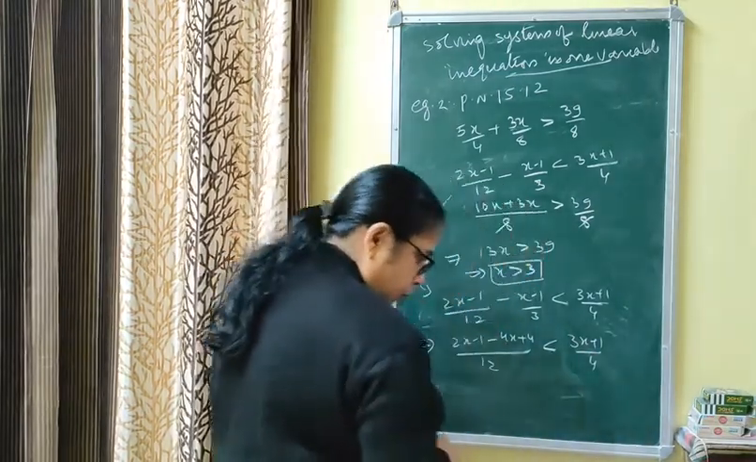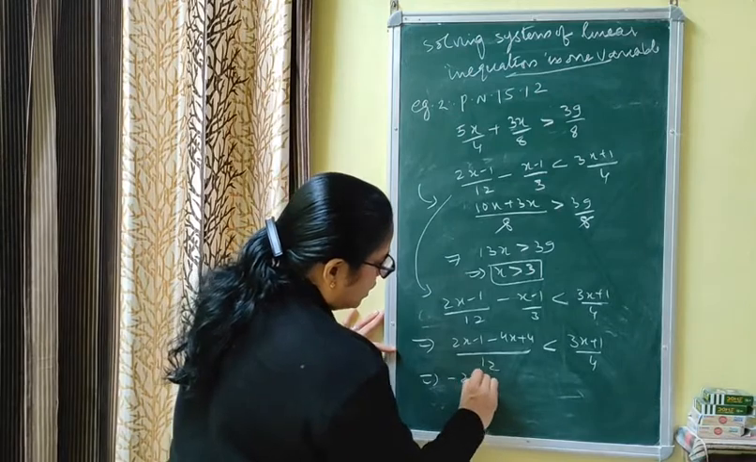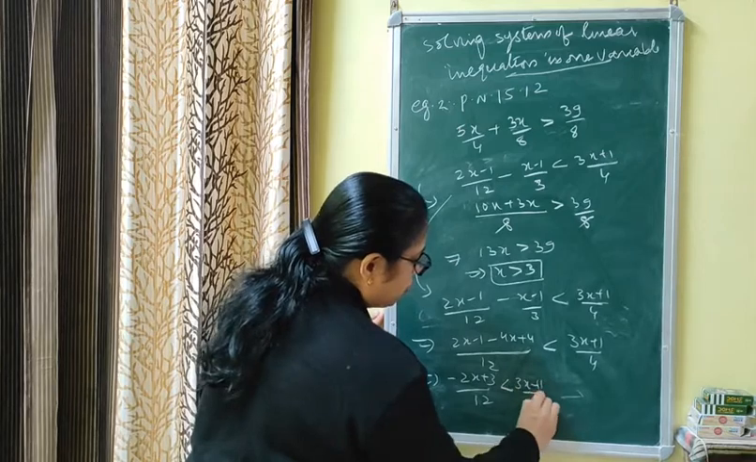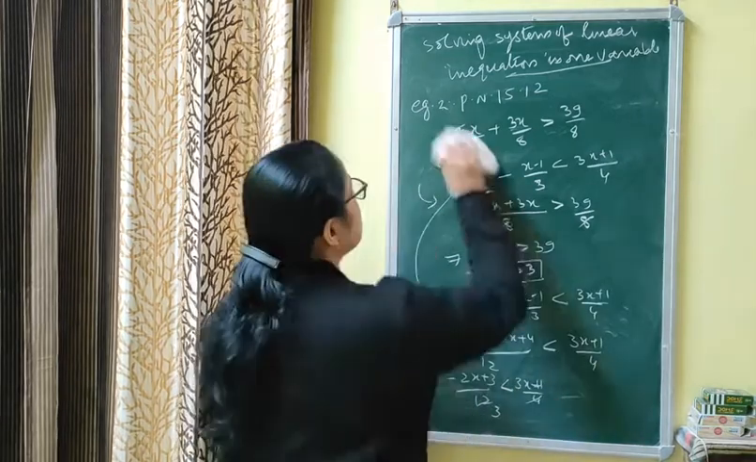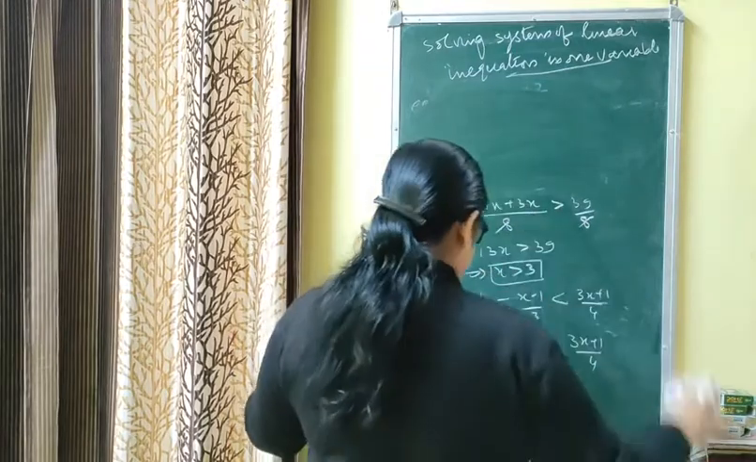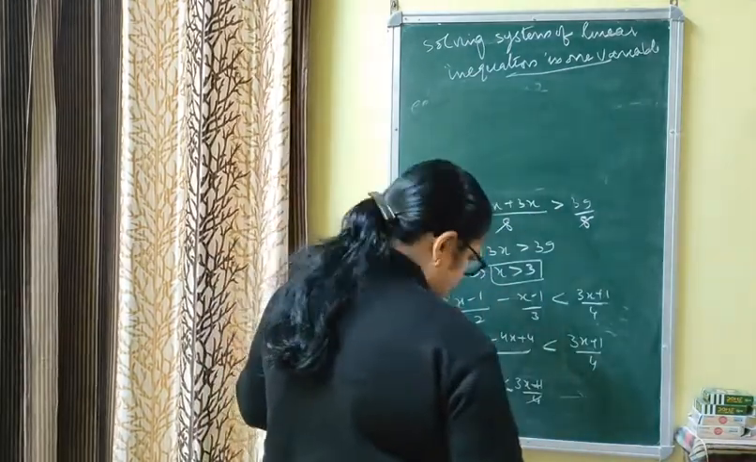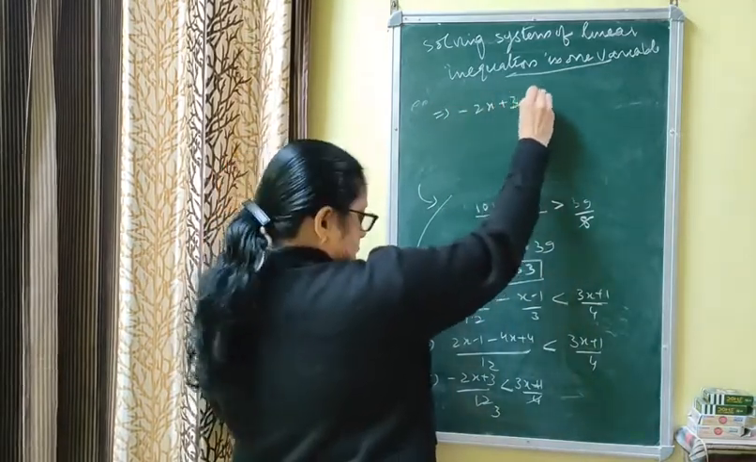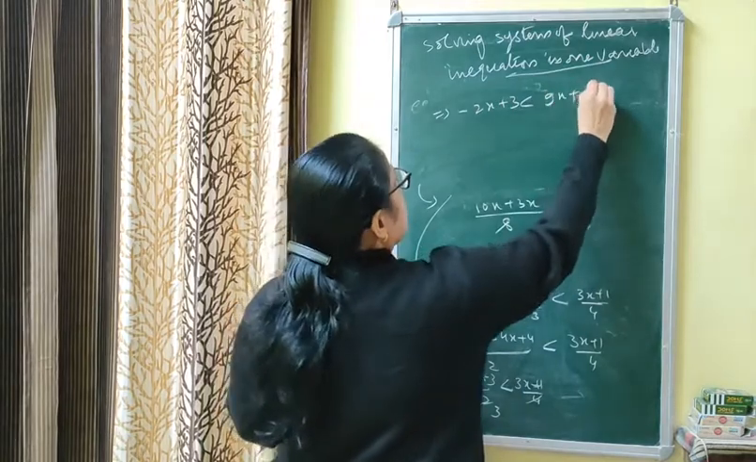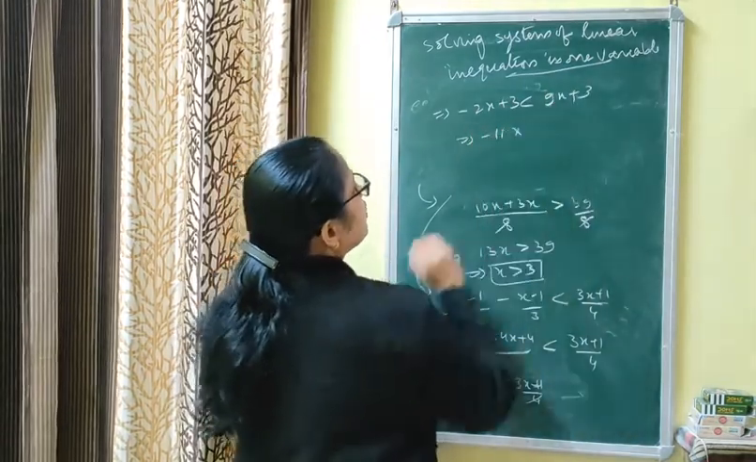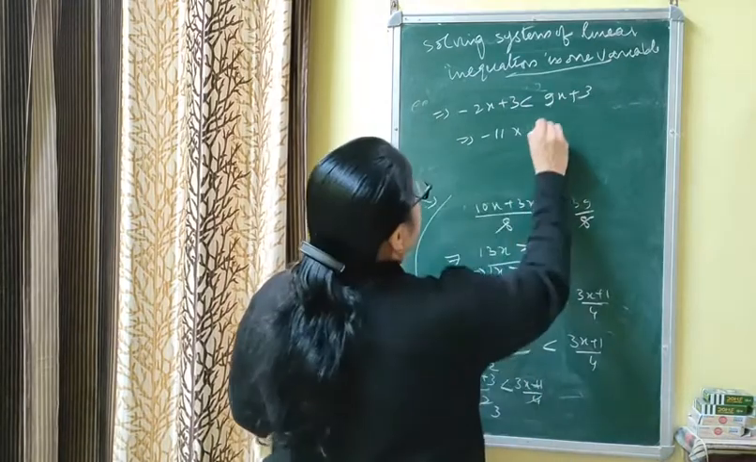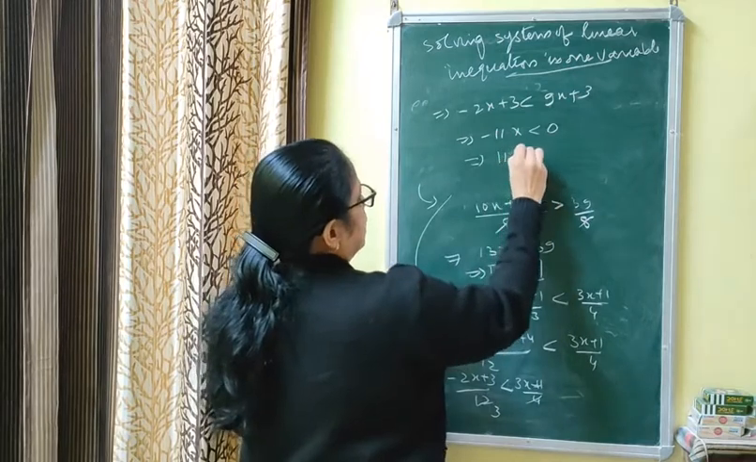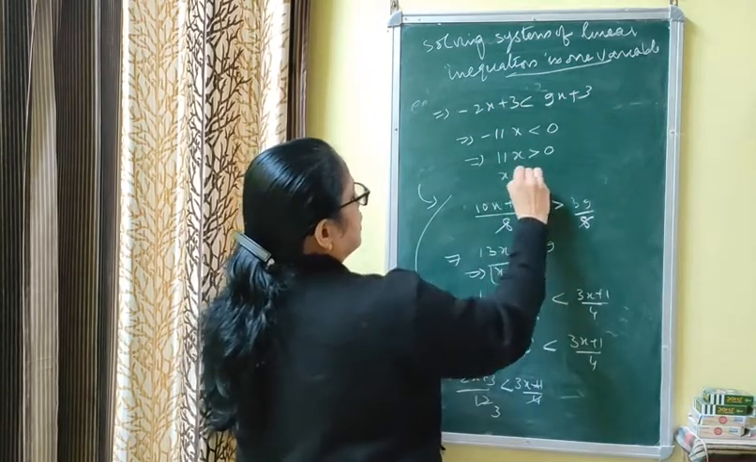Now if you solve this, you will get minus 2x plus 3 upon 12 less than 3x plus 1 by 4. Then 4 and 12 get cancelled. Be very careful with each sign. That means if you solve this, you will get minus 2x plus 3 less than 9x plus 3, that is minus 11x less than 0. In order to change it to positive, you multiply by minus sign, which becomes greater than, that is x greater than 0.